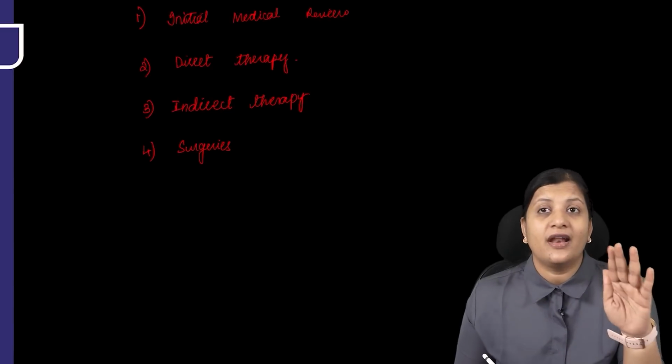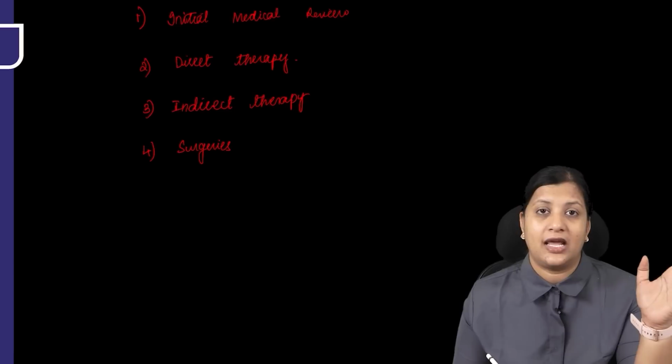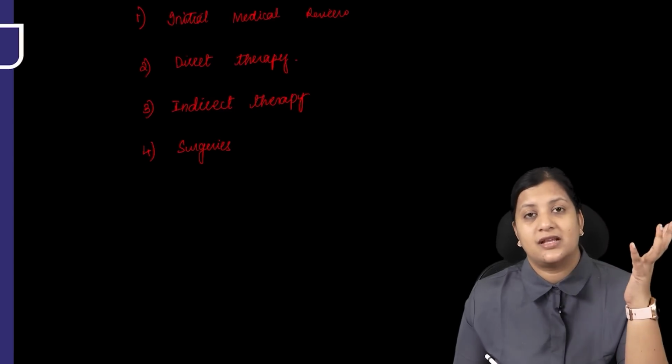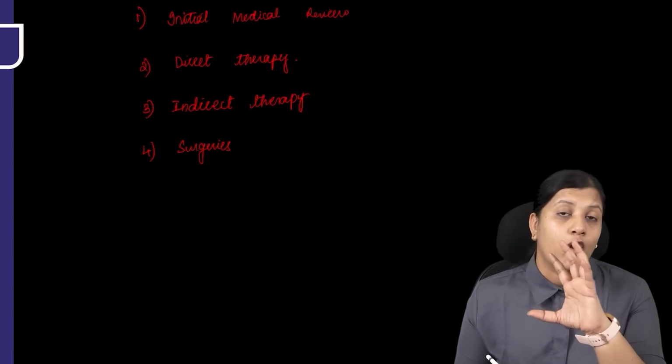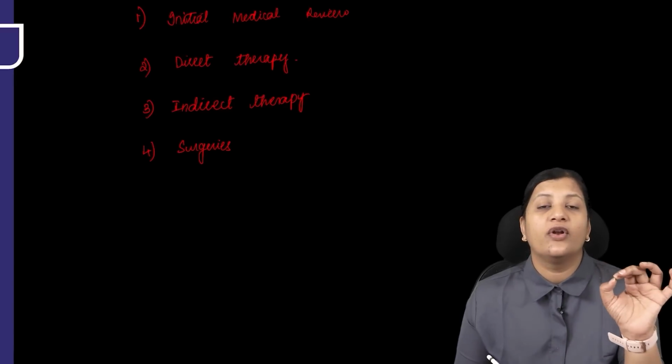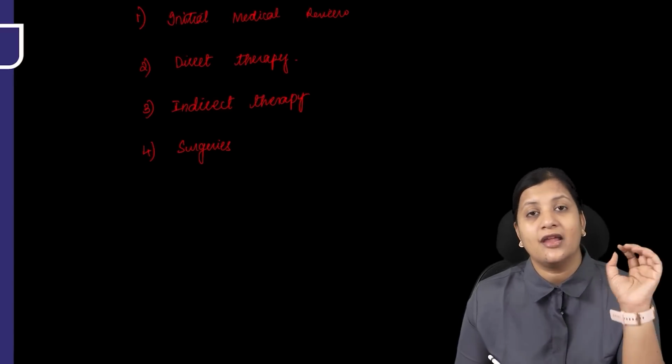We will never ever ligate the ICA, because the ICA gives a branch to the brain, the middle cerebral artery, which is the main artery, and hence we do not ever ligate the internal carotid artery. We will ligate only the external carotid artery if required.